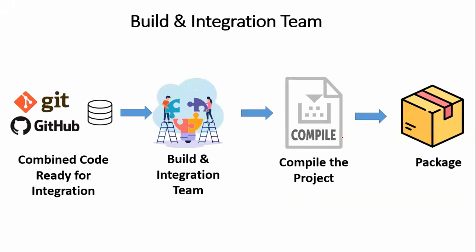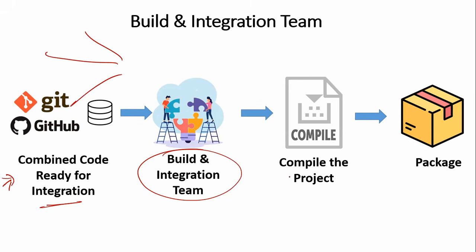See, this is what we discussed before. Traditional model: after multiple developers check in their code, this is a combined code ready for integration. Then the build and integration team, so multiple teams' code will come here. They will integrate, compile, and finally have the package.